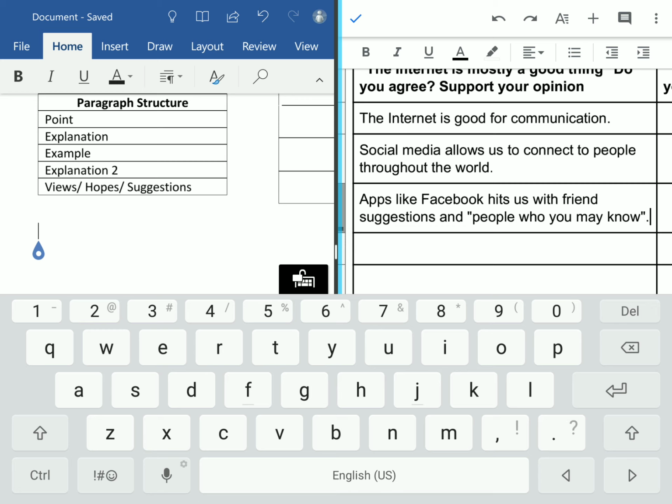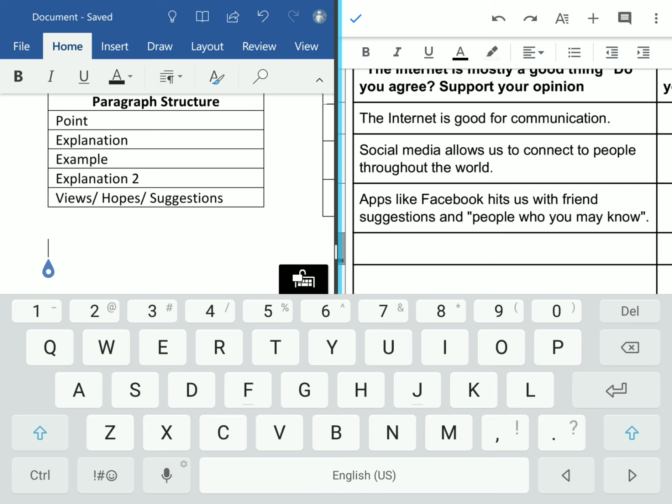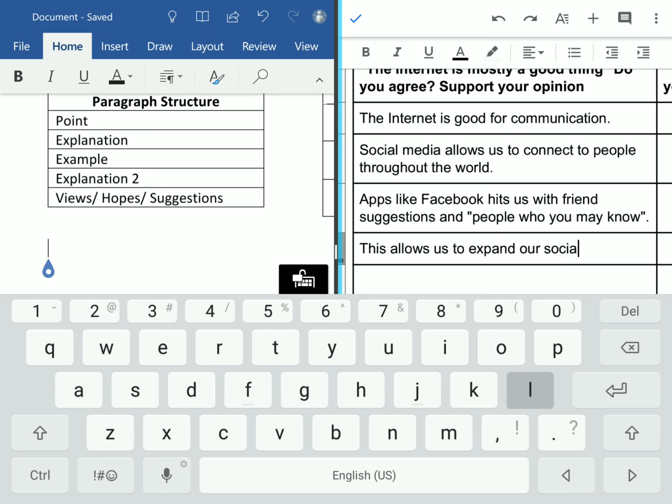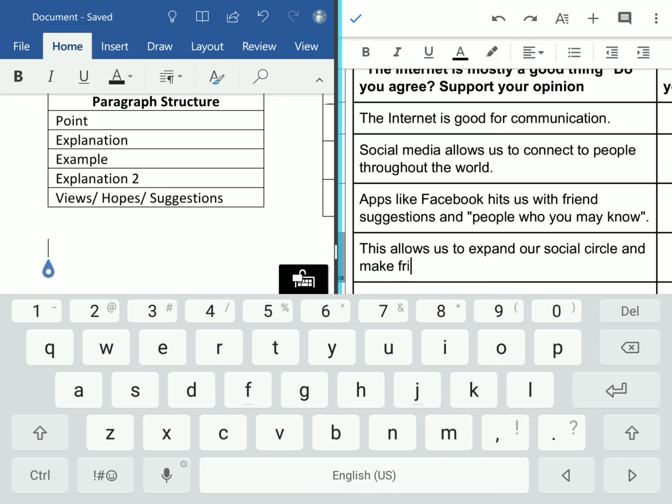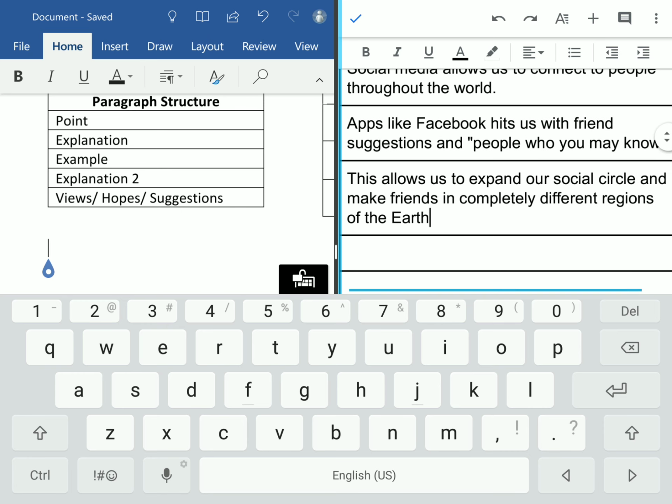Okay? Facebook does this to a lot of us, remember? They give friend suggestions, that's in a list, people who you may know, that's in another list, and then mutual friends. And then our second explanation would be to talk more about this because we can't leave this hanging. This is like a cliffhanger, okay? Apps like Facebook hit us with this. And how does this relate to our point, which is the communication part? Well, this allows us to expand our social circle and make friends in completely different regions of the world, of the earth, whatever you want. But because I already have used the word world once, I'm going to change this into earth.